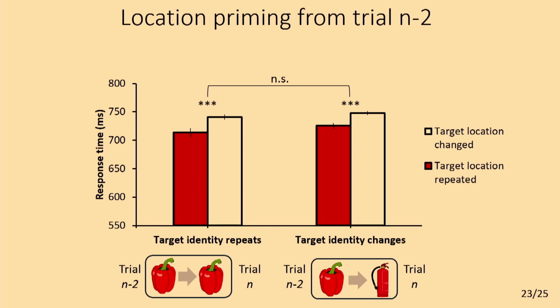And the priming of location effect still exists. So for n-1, basically we have a paper that shows that even 15 trials back, you see a location priming effect. So it should exist, but I don't know about the interaction. Probably not. Yeah, okay, cool. Thank you very much. Thank you.